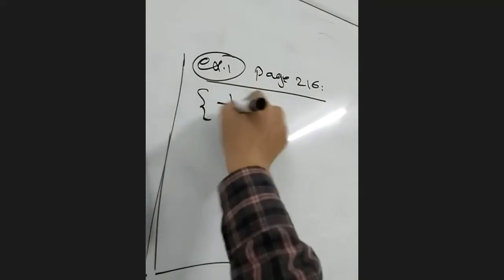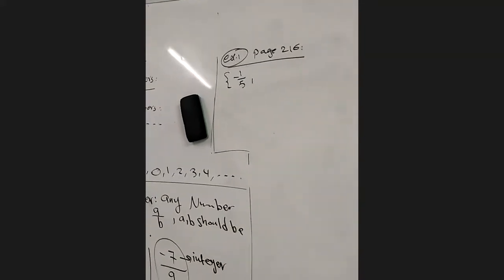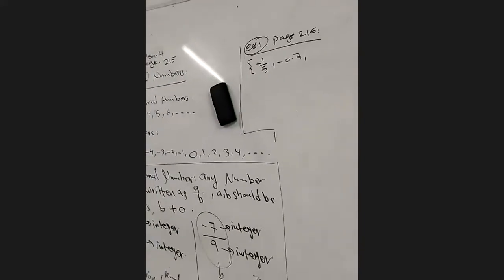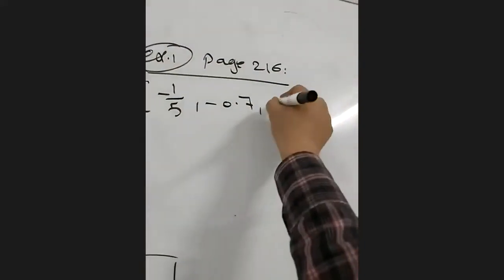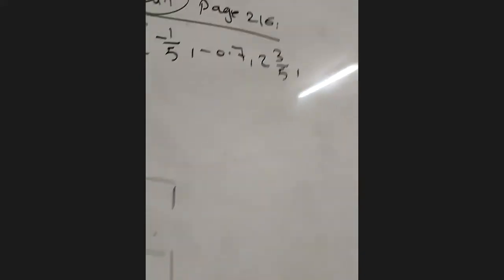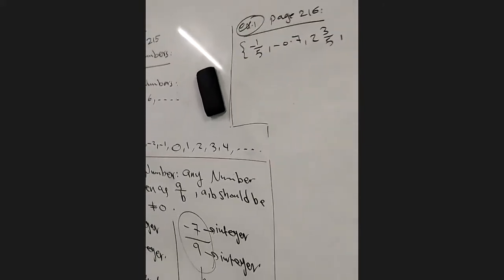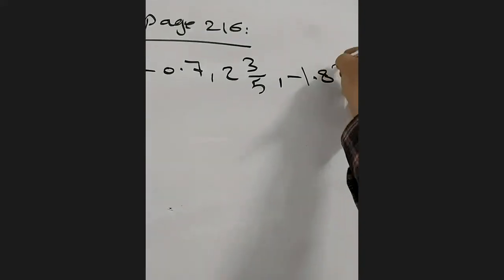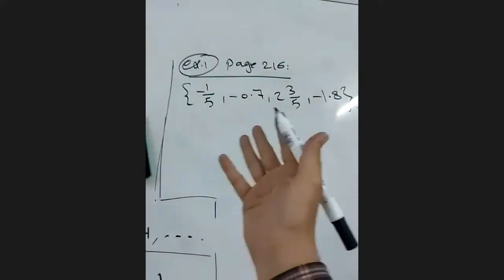Now we have this set of numbers: negative 1 over 5, negative 0.7, 2 and 3 over 5, and negative 1.8. So all of these numbers, guys, are what? They are rational numbers.